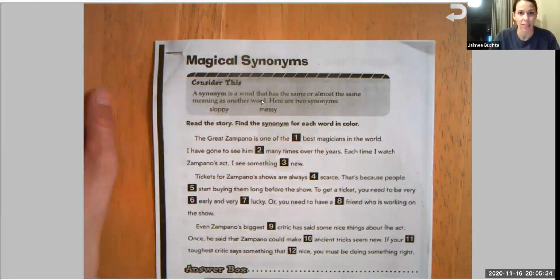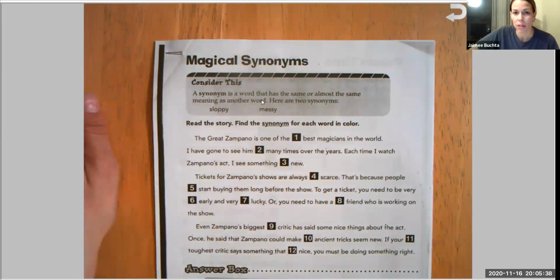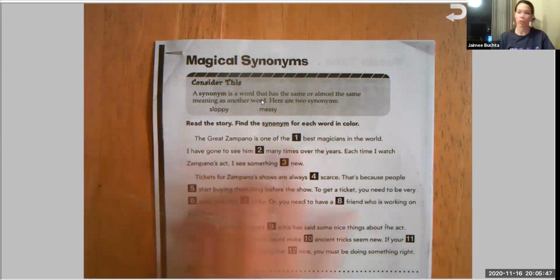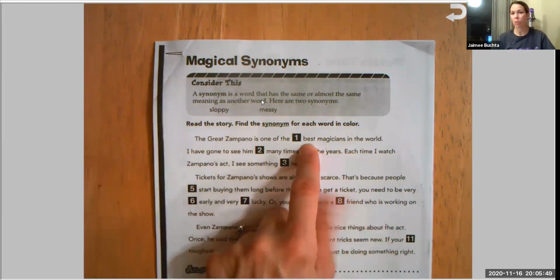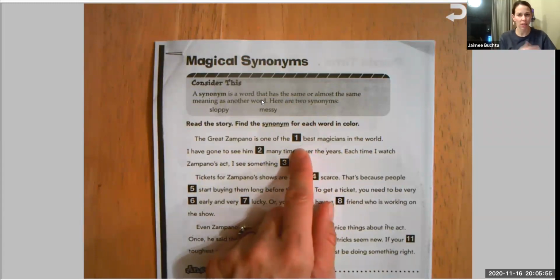And this box here is just a reminder of what a synonym is. It says, consider this. A synonym is a word that has the same or almost the same meaning as another word. Here are two synonyms, sloppy and messy. Read the story, find the synonym for each word in color. And in this case, I know it's black and white, but the color word is the word right after the number. Generally, it's pretty obvious to figure out. There might be one in here that talks about color, but it's an easy one to figure out.